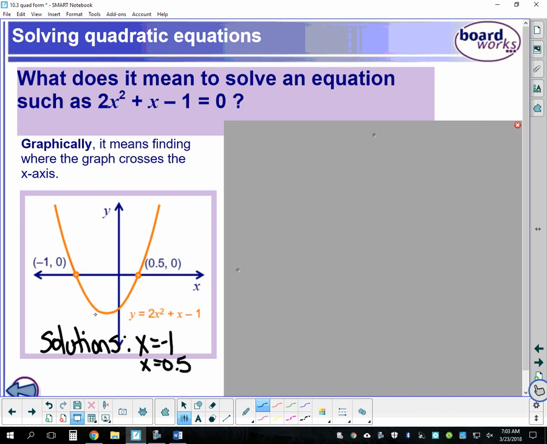Other parts of the graph that we've talked about, the vertex. The vertex is either the minimum or the maximum. In this case, it's the maximum. And it's also the only point that's on the line of symmetry.